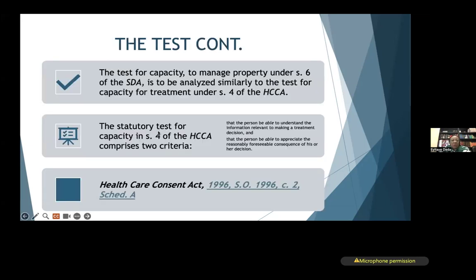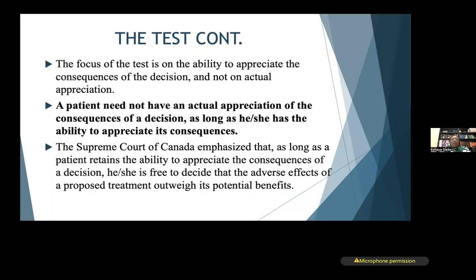Now, the test for capacity to manage property is similar to the test for capacity for treatment under Section 4 of the Health Care Consent Act. I'm not going to go over that because most of us know that and we've gone over it a few times. Now, the focus of the test is on the ability to appreciate the consequences of the decision and not on actual appreciation. Just like is established in Starson, a patient need not have an actual appreciation of the consequences of their decision as long as they have the ability to appreciate their consequences.